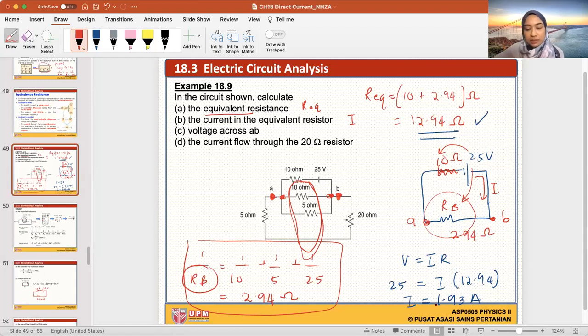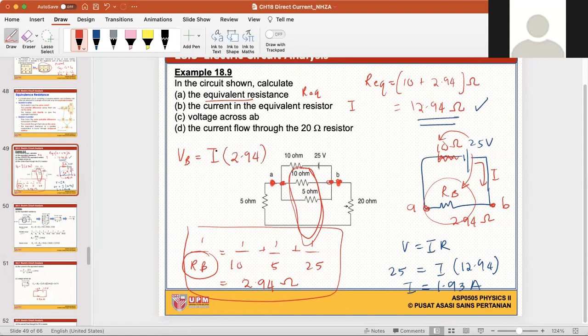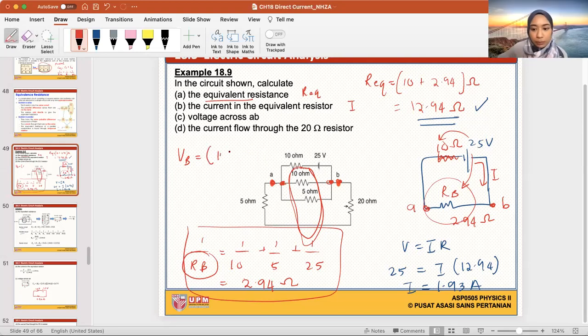Since we already know the I flowing through RB, it is the same I flowing through the 10 ohm. Using our V equals to IR again, we can solve for our voltage at RB, which is simply VB equals to I, which is the same I flowing through the 10 ohm, which is the I equivalent basically, times RB. RB is 2.94. I is 1.93. So 1.93 times 2.94.